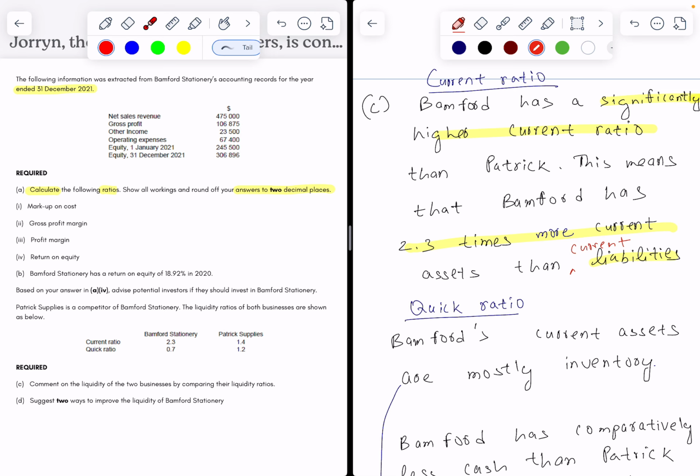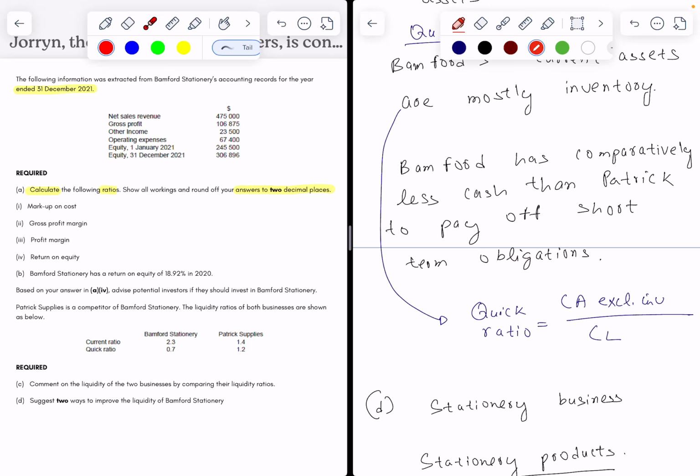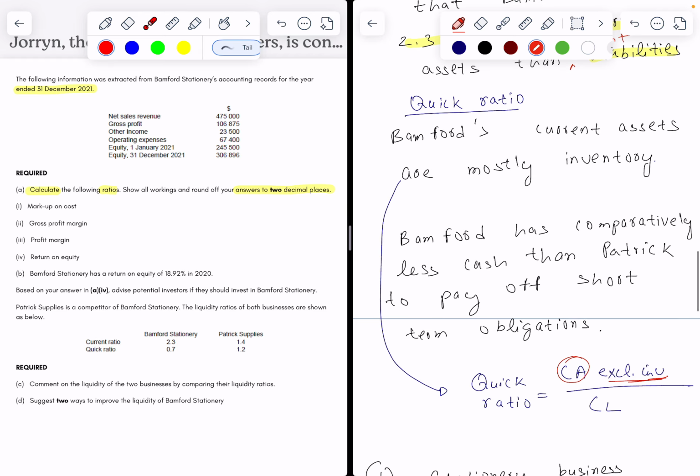Now, in terms of the quick ratio, we can calculate the quick ratio by taking all the current assets, excluding the inventory, and then dividing it by the current liabilities. Now, if you check the results again for the quick ratio given to us, we can see that Bamford's quick ratio is significantly low at 0.7, which is a drastic drawdown from the current ratio of 2.3. Doesn't that tell us that most of the current assets that Bamford has are actually inventories which are in the books at the end of the financial year and are yet to be sold and converted into cash? Therefore, we can confidently say, based on the quick ratio comparison, that Bamford's current assets are mostly inventory.